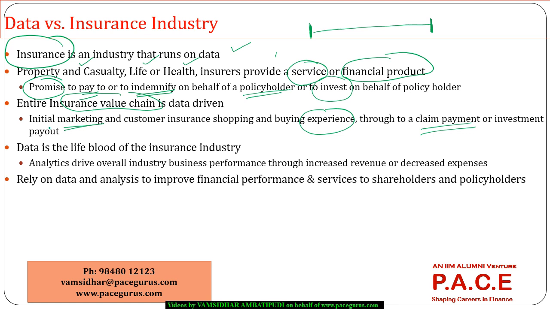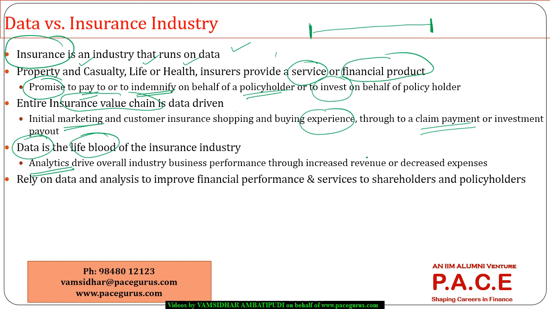This entire chain is data driven. So that means analytics plays a much, much bigger role in the insurance industry. Data is the heart. Data is the lifeblood in the insurance industry. So wherever data is pretty heavy, analytics has to drive that industry. The business performance of that particular industry will improve when you are applying the right set of analytics on the right amount of data for the right kind of business decision.